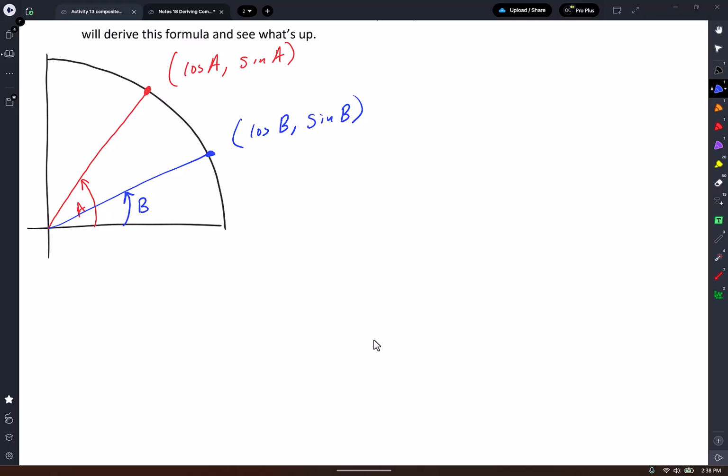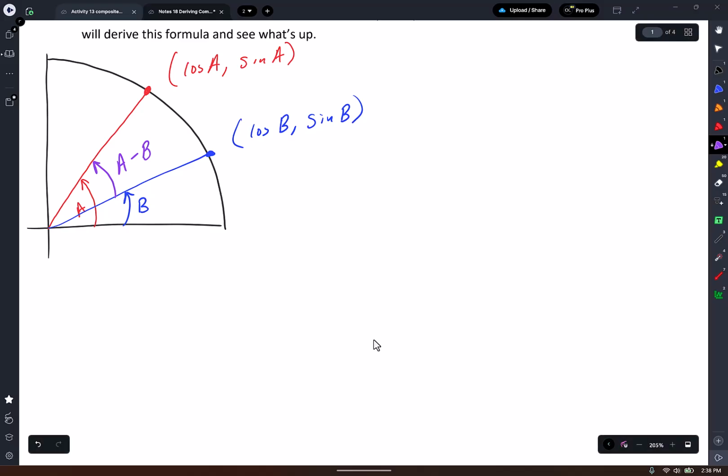Now, let's make a note. The difference between angle A and angle B, this guy right here in purple, that is angle A minus angle B. If you take angle A and you subtract angle B, you get that difference there between the red and the blue. Does that make sense to you guys? Okay. Nothing crazy, right?